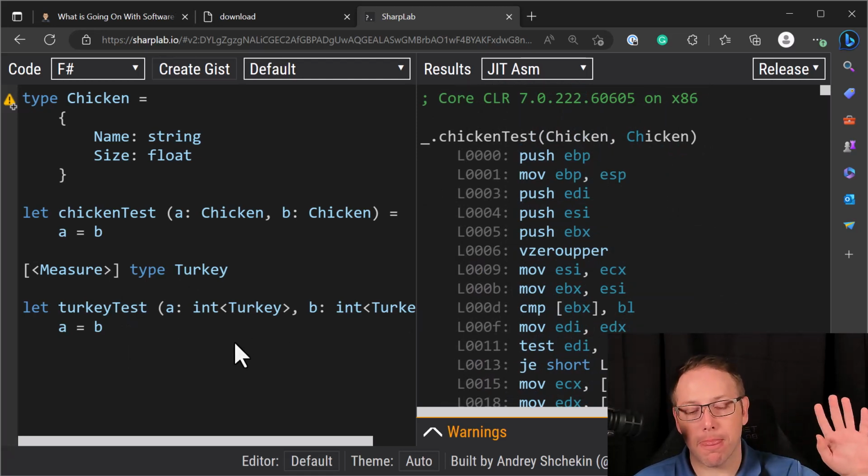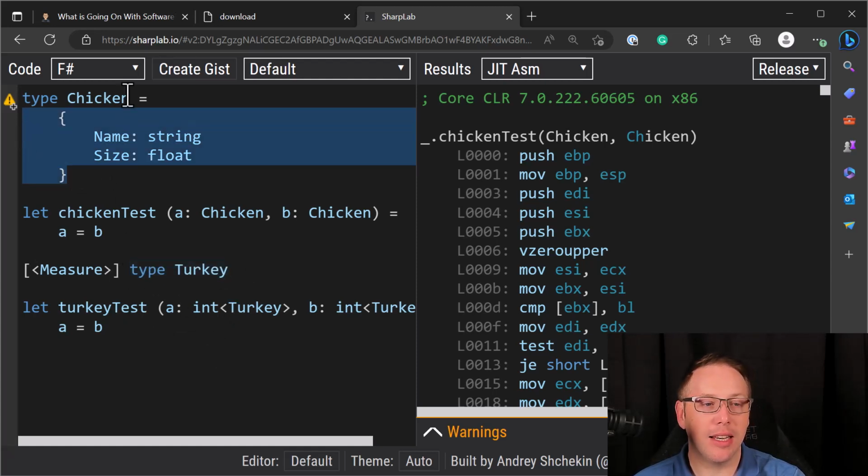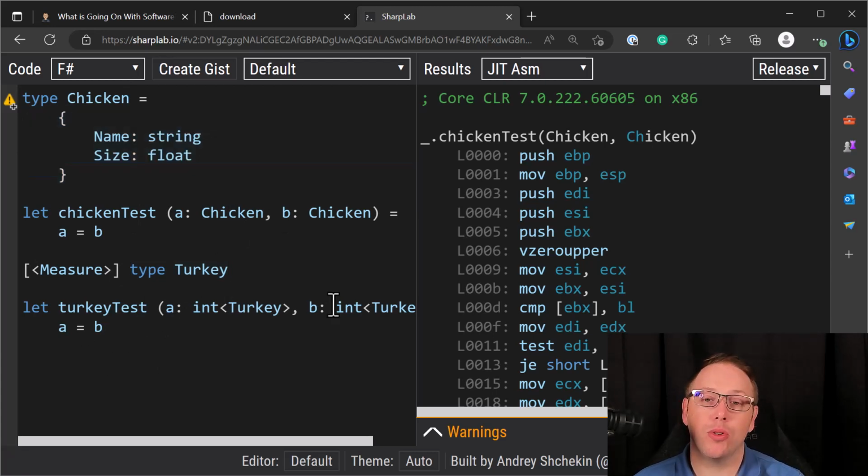Now, I know that, like, okay, Matthew, you've just used the unit of measure of turkey, you've annotated this int, but chicken here had name and size on it. Well, what I would often do is I would end up using a struct of arrays type of layout.